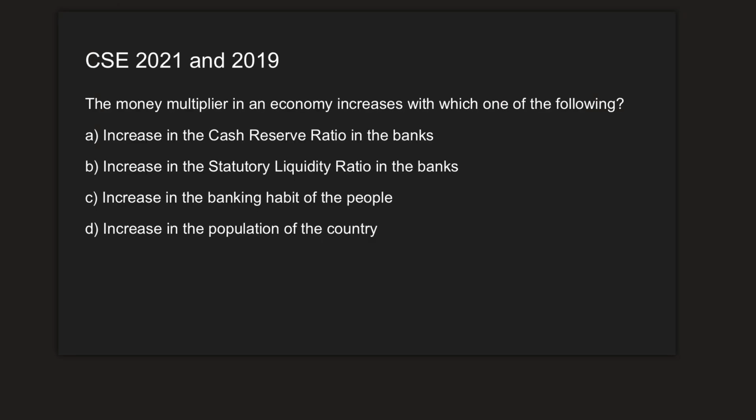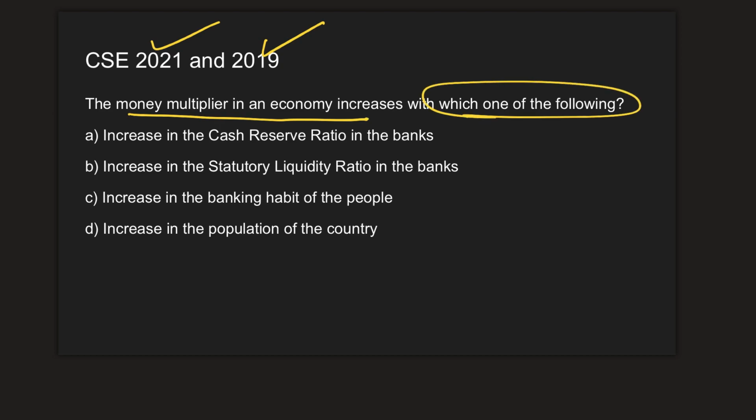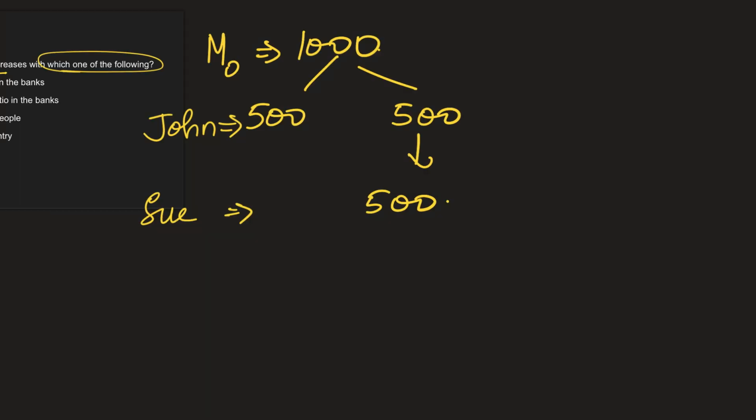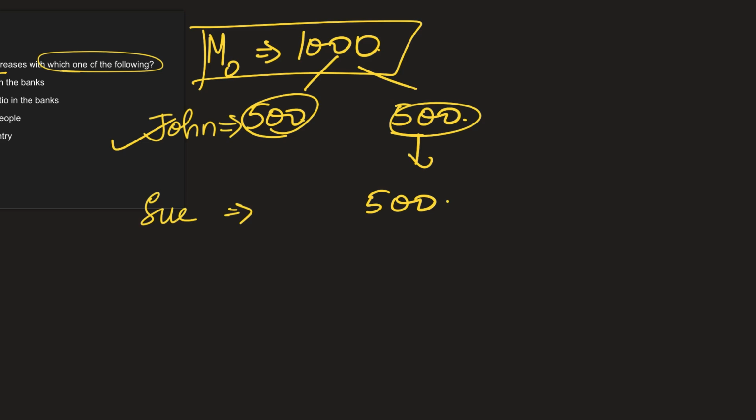Now let us take a look at this question given in 2019 as well as 2021. The money multiplier in an economy increases with which of the following? Let us discuss this concept of money multiplier more clearly. In the previous example, we have seen that high powered money, or the money printed by RBI, is 1000 rupees. So John held 500 rupees and kept 500 rupees in the bank. The bank has actually lent that 500 rupees to a person called Sue.